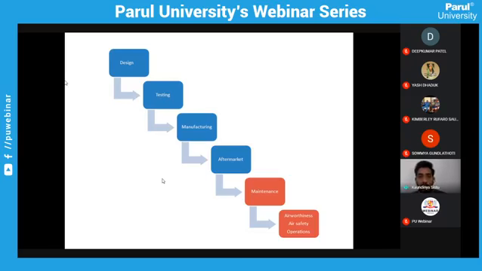So finally, when the products come out, then the aftermarket services come. These aftermarket services are nothing but the issues you will be finding, or problems the customer is facing in real time or during the test phase.